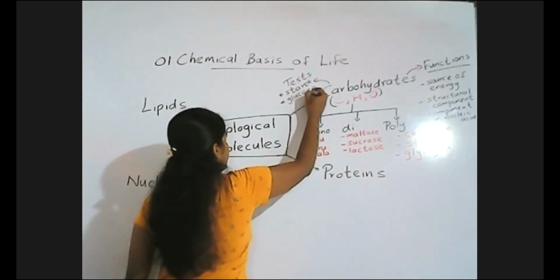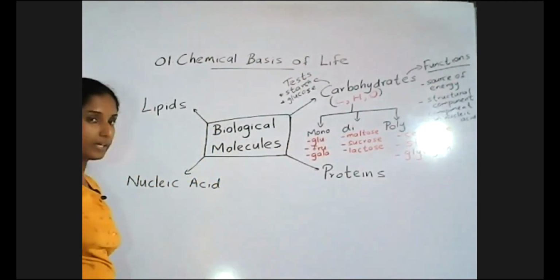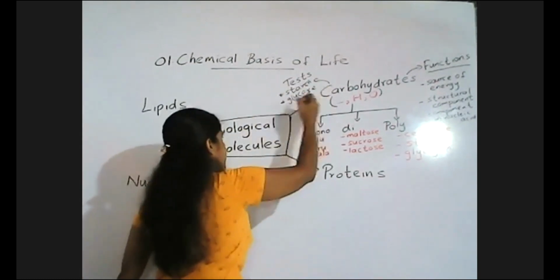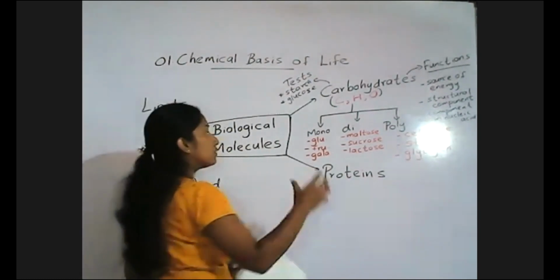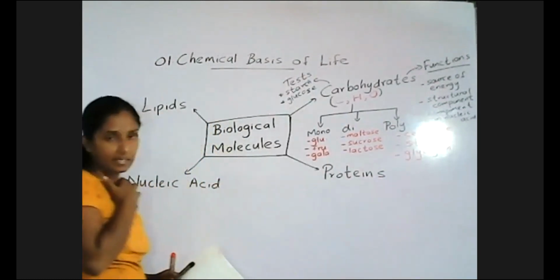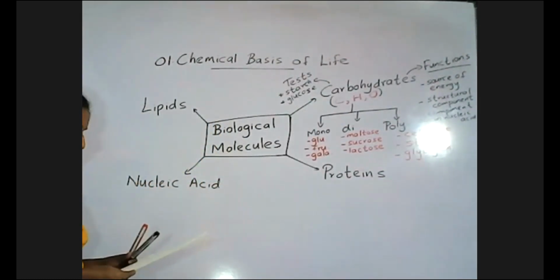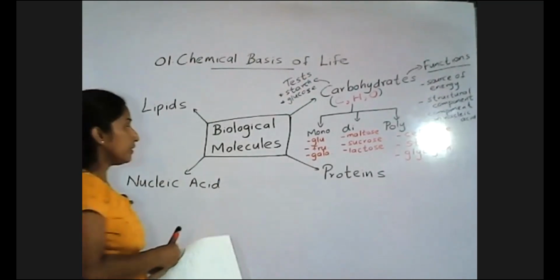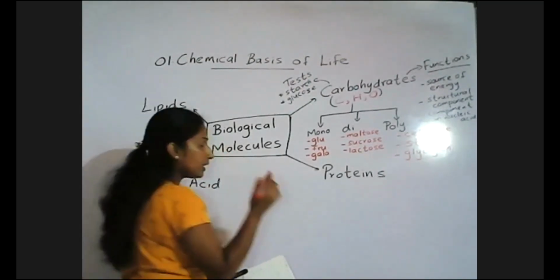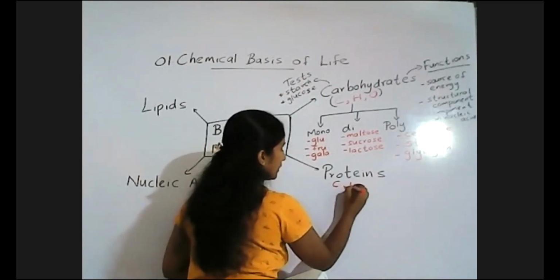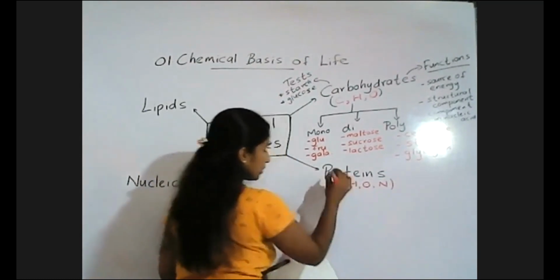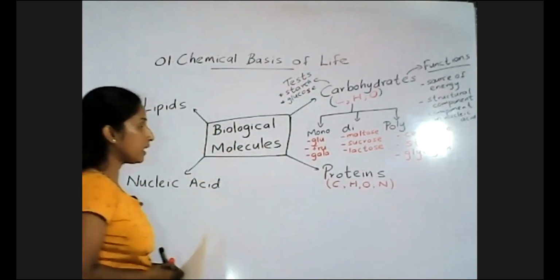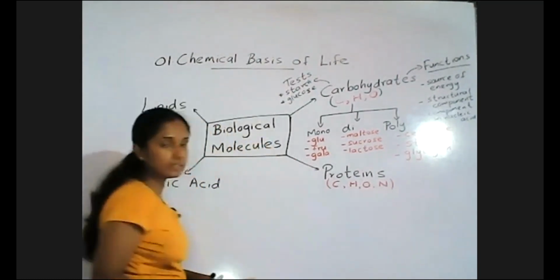When I am discussing the practical section in the biology part, I will explain these practicals, how we can identify these things. So those are the main things that we have to focus on in carbohydrates. Then we will move to the proteins. Other than carbon, hydrogen, and oxygen, nitrogen is there in proteins. Carbon, hydrogen, oxygen, and nitrogen are there in proteins.